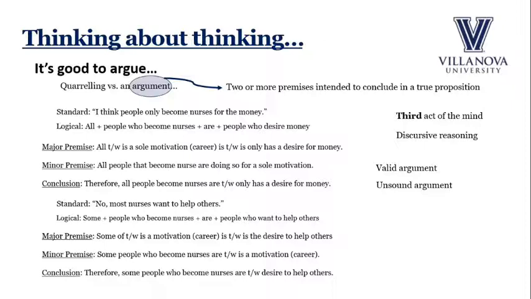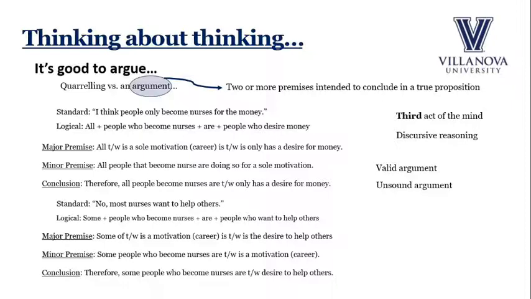But here I would say, some of that which is a motivation for a career is that which desires to help others. I think we'd all agree, okay? Some part of why you want to go into a caregiving field is because you want to help others. Some people want to become nurses. That's their motivation. Why not, right? Seems pretty reasonable. Therefore, some people who become nurses are those who desire to help others.